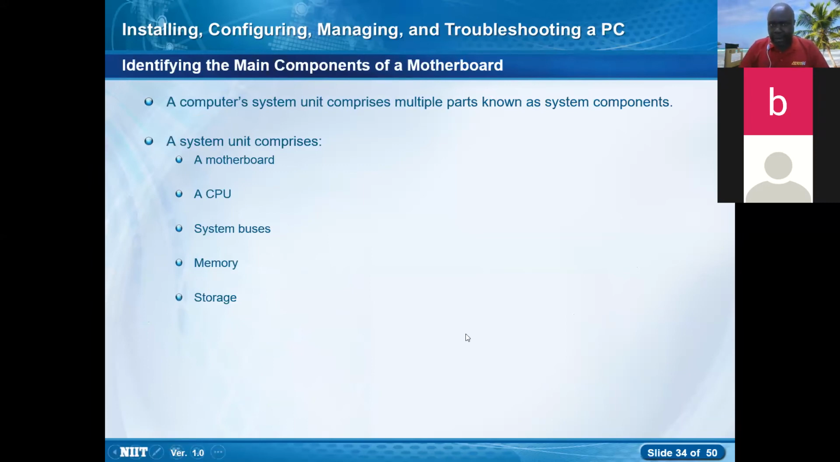I'm running out of time for the first component. Computer systems, like we said, consist of multiple parts. And so far, we have looked at the peripherals, but now we need to look at the components which are found inside the CPU housing or system unit. And these components are the motherboard, CPU, system buses, memory, and storage. And that's what I'll be looking at after the short break.